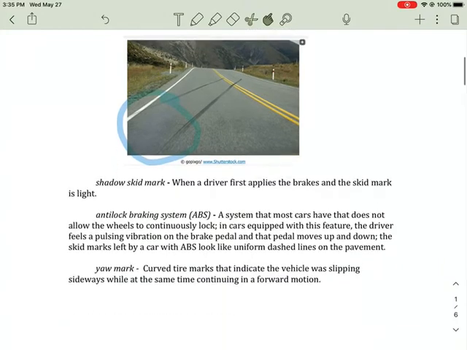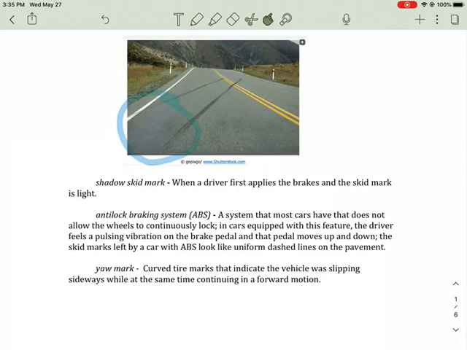All right, now, almost every car now is equipped with the anti-lock braking system. This system, in most cars, does not allow the wheels to lock up. In cars equipped with this feature, the driver will feel a pulse or vibrating on the brake pedal, and the pedal moves up and down. The skid marks left by a car with ABS look like uniform dashed lines on the pavement. So in other words, it's not a solid line like it is in the picture. It would be like solid line, skip, solid line, skip, like dashes on the road instead of a solid line.